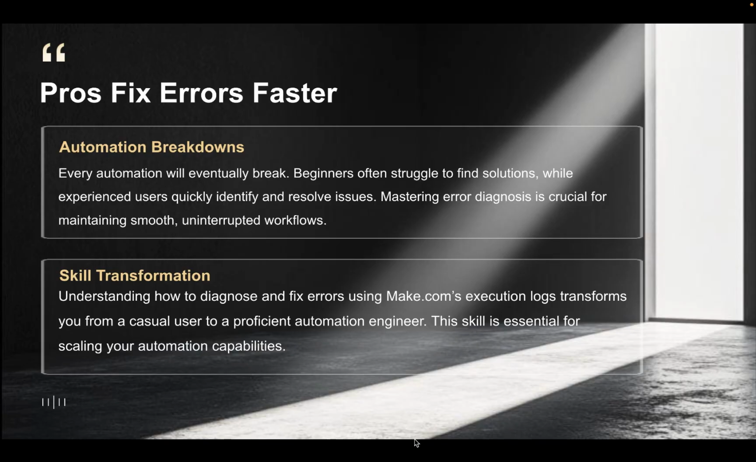Pros fix errors faster. Every automation will eventually break. Beginners often struggle to find solutions, while experienced users quickly identify and resolve issues. Mastering error diagnosis is crucial for maintaining smooth, uninterrupted workflows. Understanding how to diagnose and fix errors using Make.com's execution logs transforms you from a casual user to a proficient automation engineer. This skill is essential for scaling your automation capabilities.